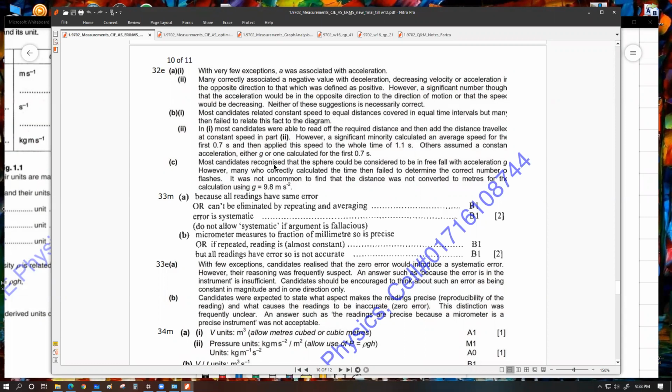And then it says that what causes the reading to be inaccurate is a zero error. The distinction was frequently unclear. An answer such as the readings are precise because the micrometer is a precise instrument was not acceptable. আচ্ছা. So you just simply cannot mark this on the micrometer's capability. You have to specify why micrometer is precise. So you have to go into the deeper explanation that micrometer can measure to a very small fraction of millimeter. That's why the readings are precise. But all the readings have error, so the average will not be close to the true value. If I was writing the answer, I would write these words: because all the readings are errorful, the average of those readings will not be close to the true value, hence the readings are inaccurate.